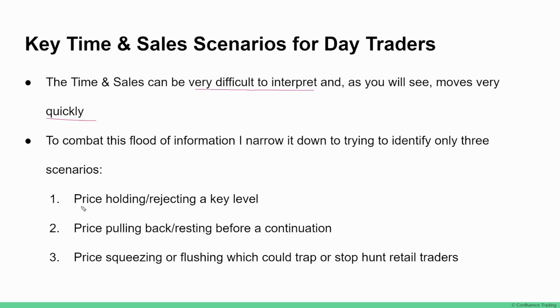So for me, the 3 scenarios are: one, price holding or rejecting a key level; two, price pulling back and retesting before continuation; or 3, a weak squeeze or flush that could be designed to trap or hunt retail traders. If I can successfully identify these 3 things when they're happening live in the market, I can greatly increase my accuracy and limit my usage of the time and sales windows to specific moments in time, so that I'm not constantly looking at it and getting a little bit of analysis paralysis with all of the information flowing through. So let's look at an example of each of these next.